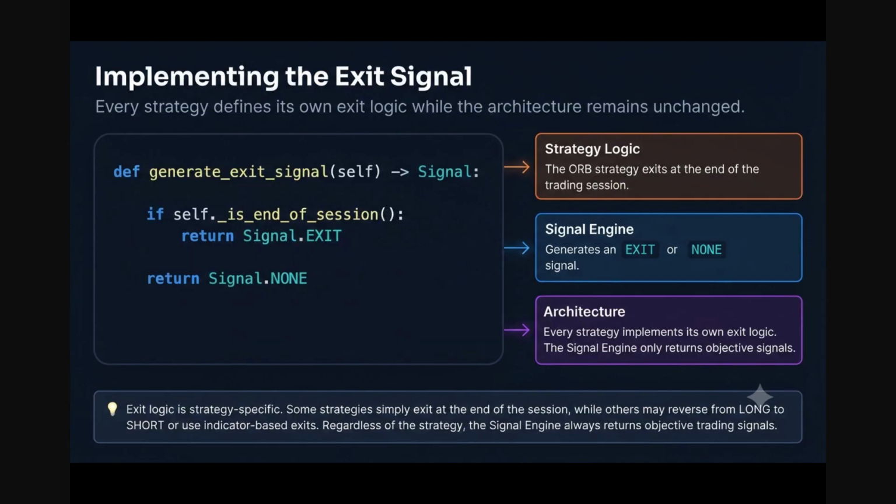The ORB strategy itself has very little exit logic. In our implementation, we simply exit at the end of the trading session. More sophisticated strategies may exit on an indicator, a reversal signal, or even immediately reverse from a long position into a short position. Notice that stop losses and trailing stops are not handled here. Those belong to the risk manager, which we'll build later in the series. The signal engine simply answers one question. Should I enter? Should I exit? Everything that happens after that is somebody else's responsibility.